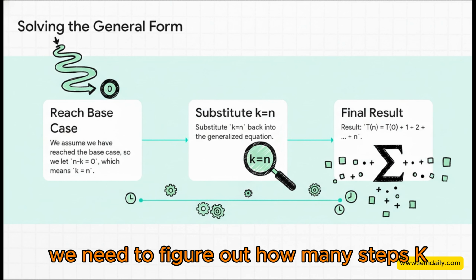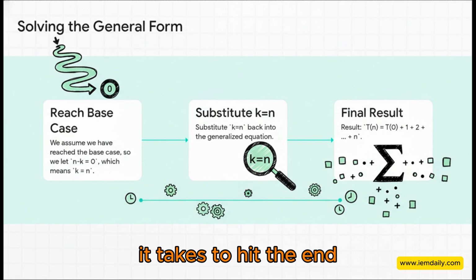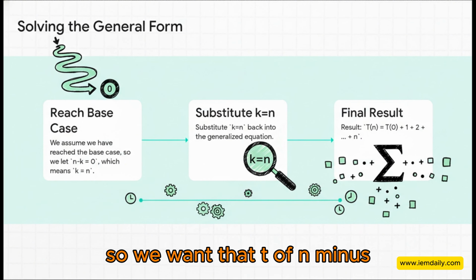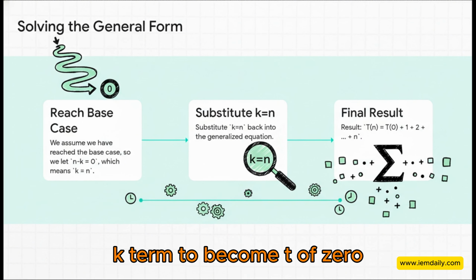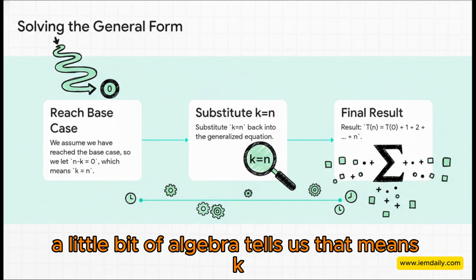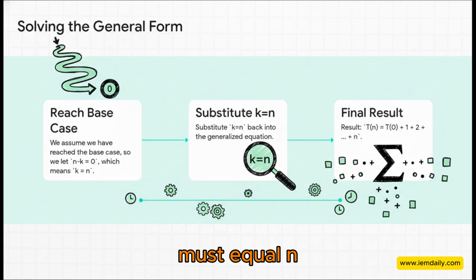We need to figure out how many steps k it takes to hit the end. And what's the end? It's our base case, t of 0. So we want that t of n minus k term to become t of 0. For that to happen, n minus k has to equal 0. A little bit of algebra tells us that means k must equal n.